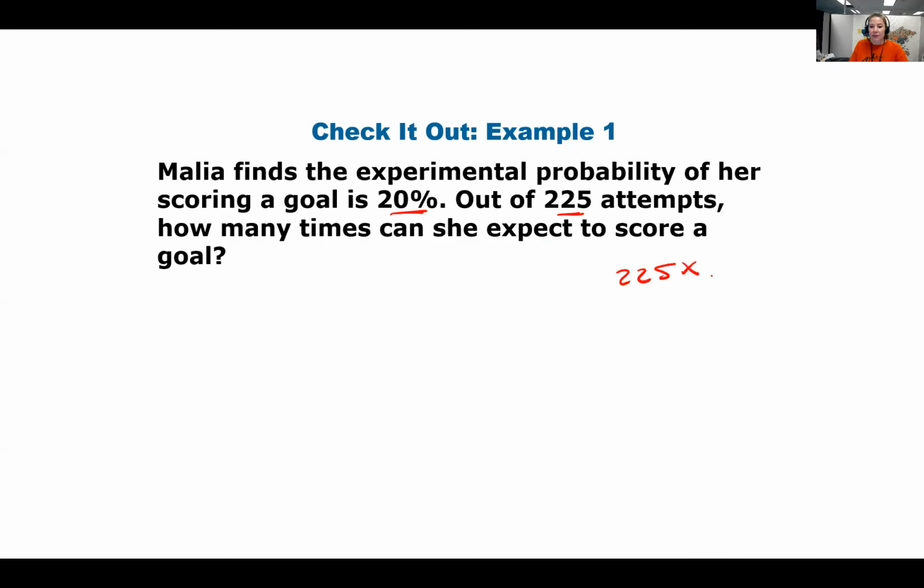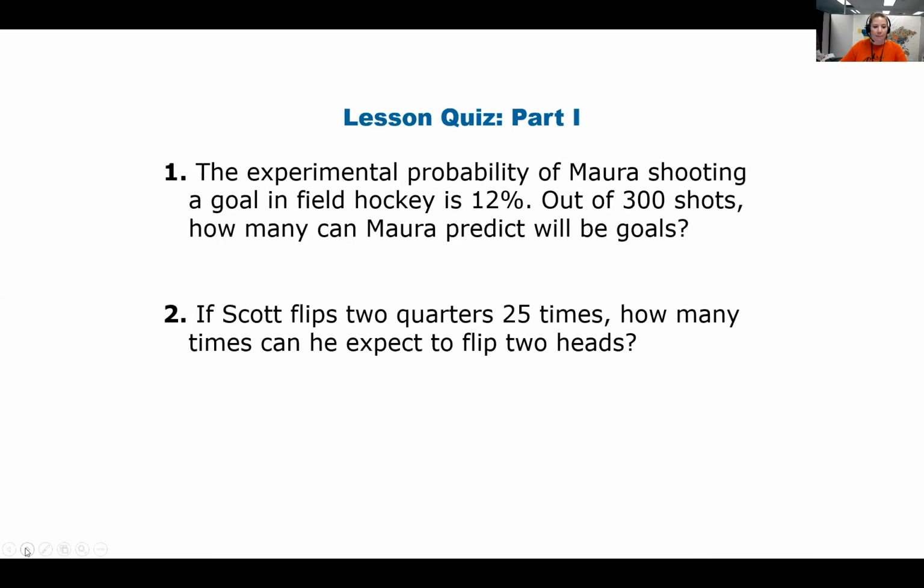All right, so I want to know what is 20% of 225, and I got 45. 45 times out of 225, she will score a goal based on her experimental probability. What about this one? The experimental probability of Mara shooting a goal in field hockey is 12%.